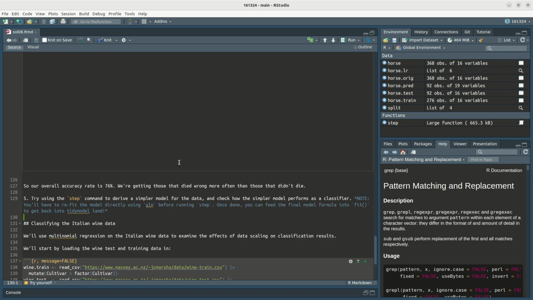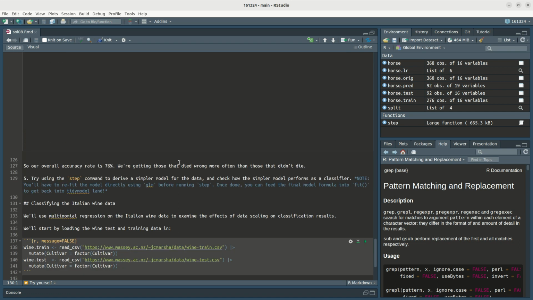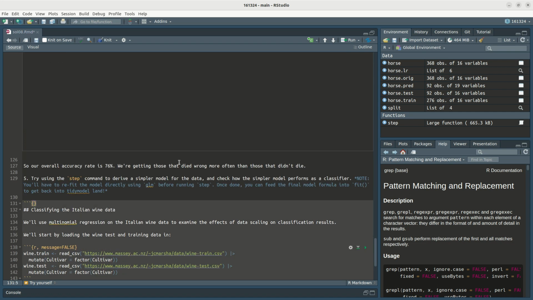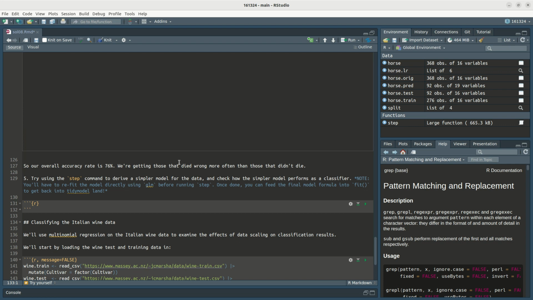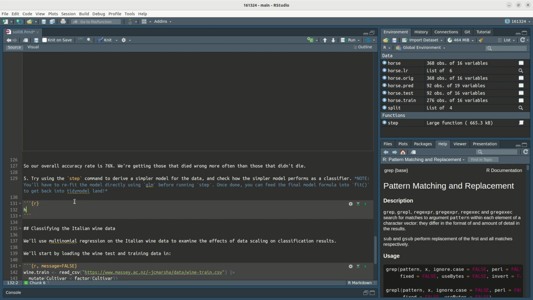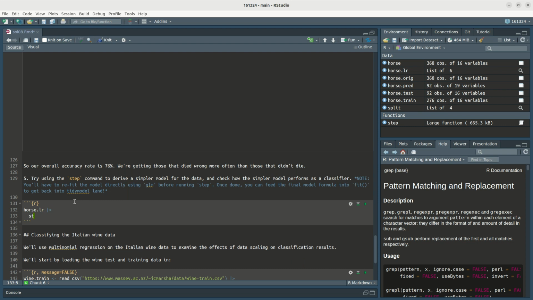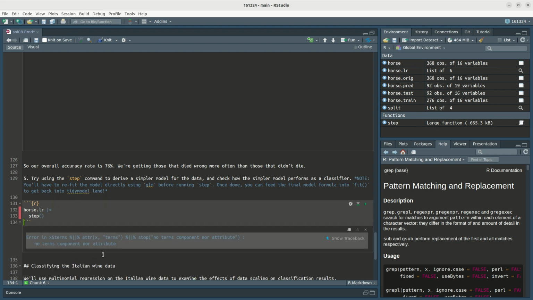So we've got a very big model here with a bunch of variables in it. Perhaps we could get away with a smaller one. So we might try using stepwise regression. We could try just running step on our model, and we'd have an error. The reason that we get an error there is that the stats step function doesn't know how to deal with a tidymodels object, so a parsnip model object.